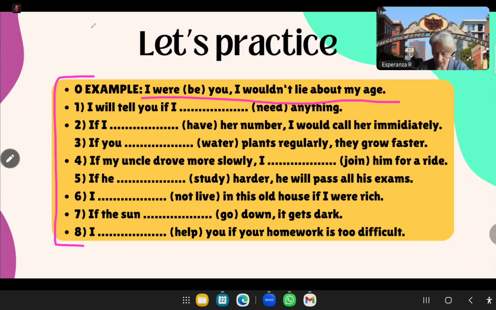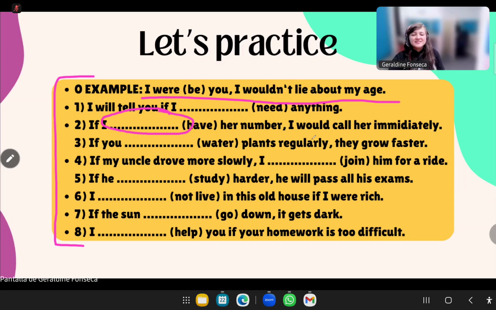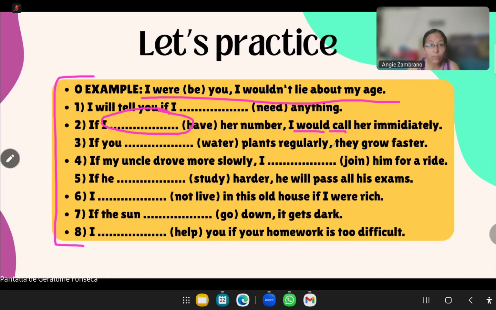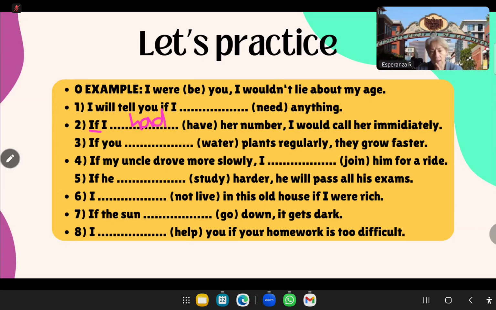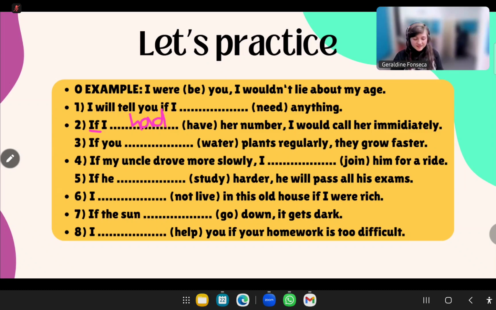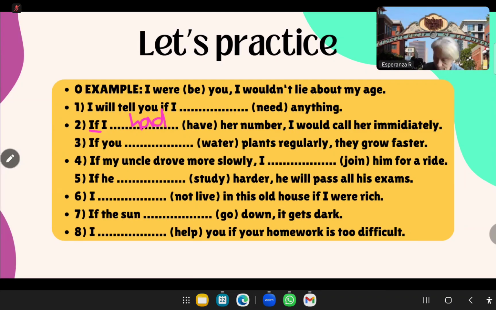Number 2, if I would have her number, I would call her immediately. No. Remember that the would and the verb, it's at the end. It's in the result. And this is the condition because it has if. So you have to transform it into past. If I had, exactly. Yes, because the condition is in past as it is not real, and the result is a possibility. Yes, something that maybe we desire.